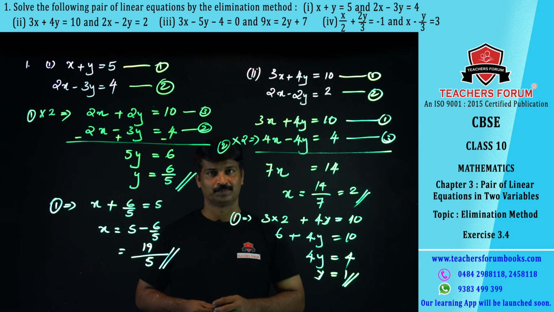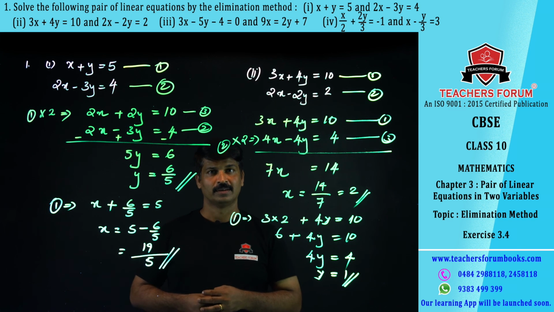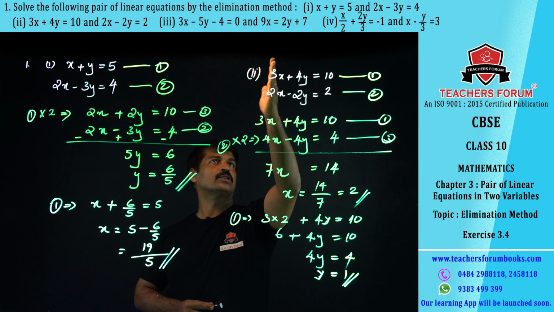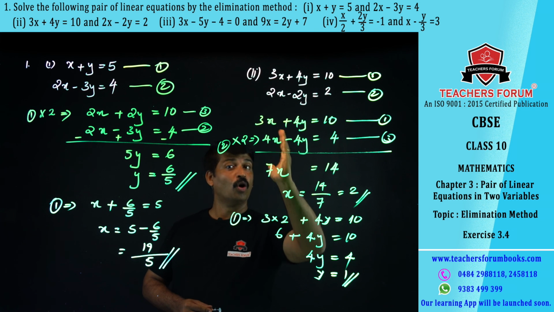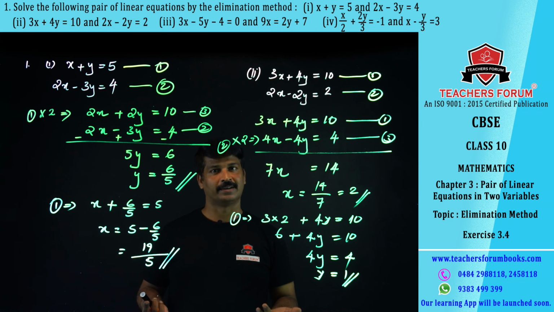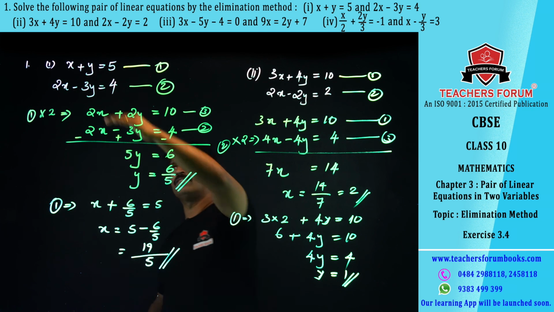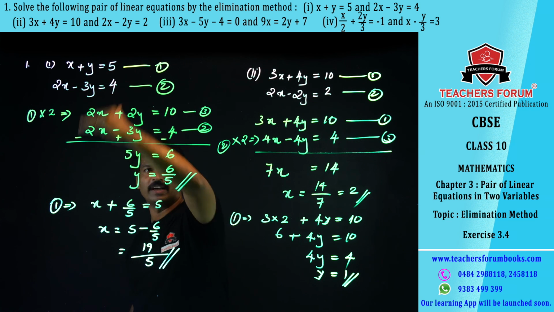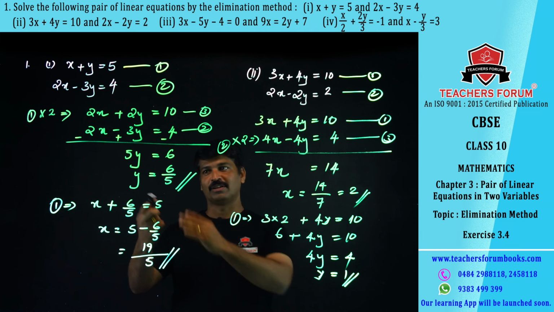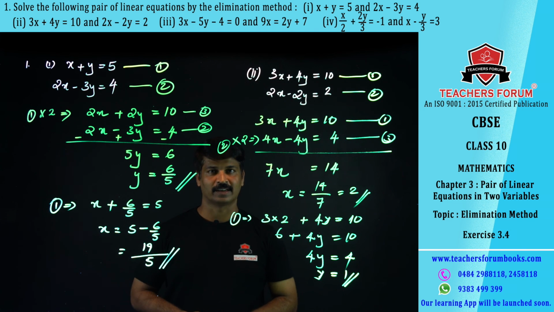So it is very simple. I think it is a little bit easier than the substitution method. Here what you have to do? You have to make the coefficient of x equal or you have to make the coefficient of y equal. Then you add or subtract. Here the coefficient of y becomes 0. Here we got the coefficient of x becoming 0. Then you can find the value of x or y, then substitute. You can find the other unknown value.